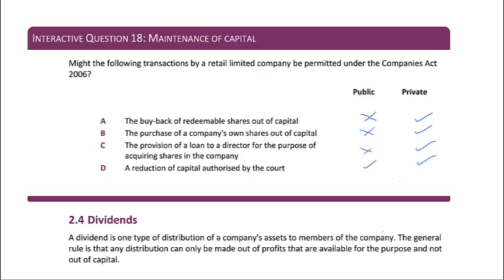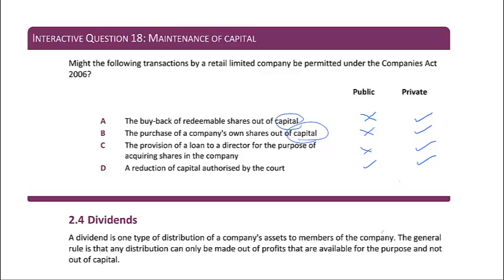Okay, those are my answers. A public company is much more tightly regulated, remember, than a private company. So they're not able to buy shares out of capital. They can buy back redeemable shares, but they must use reserves available for the purpose. Similarly, a purchase of own shares.